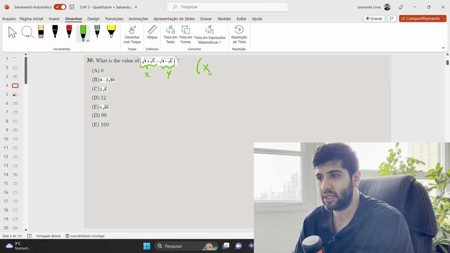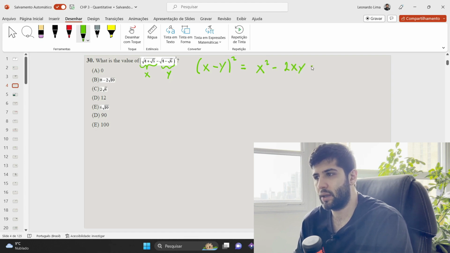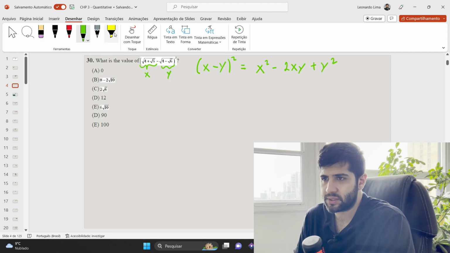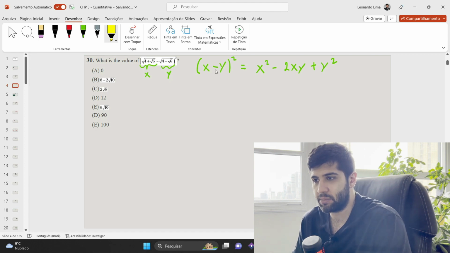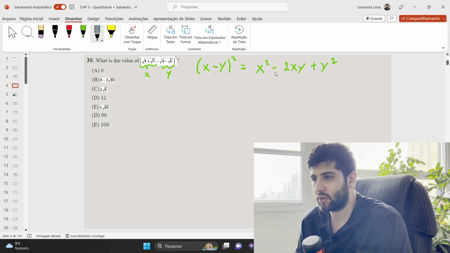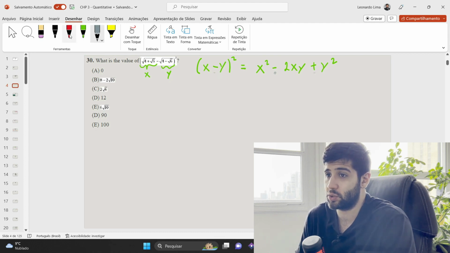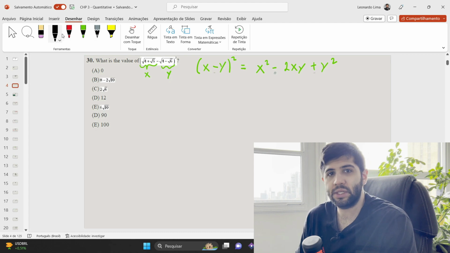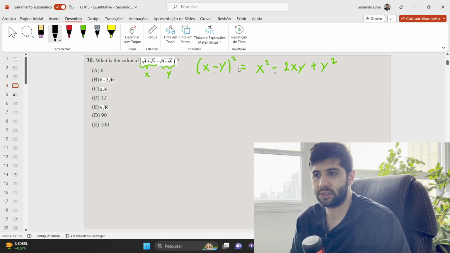So I open bracket x minus y, squared. So we have a square here at the top, and this is equal to x squared minus 2xy plus y squared. So in this way, just be careful. Some people commit a mistake here. Just remember, since it's a negative here, we also are going to put a negative here, and here it's positive because we are going to multiply it twice, right? And now we just need to substitute it back.